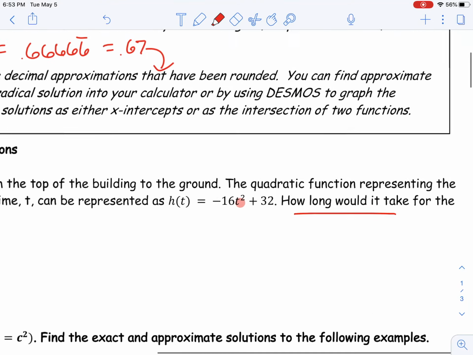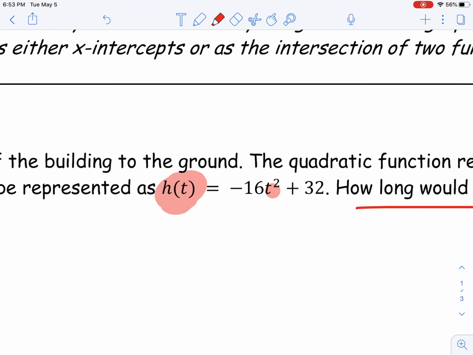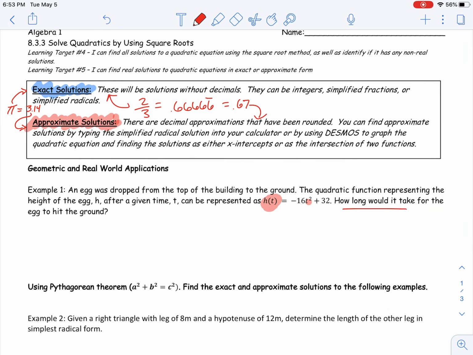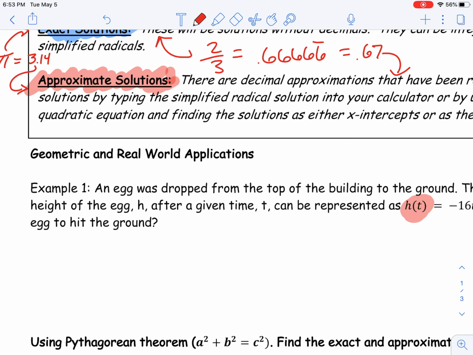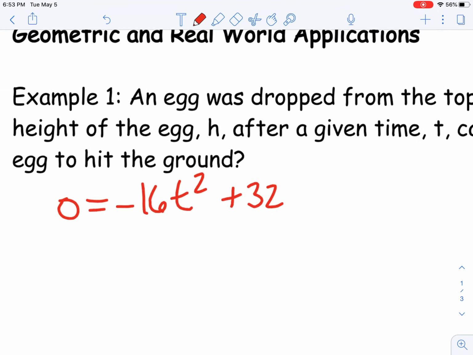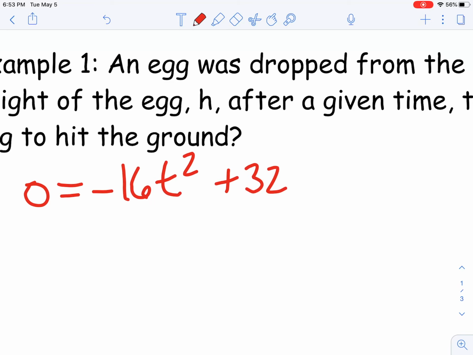Well, if that's the case, then I need a number to plug in here for h of t, which in this case, if it's hitting the ground, what would the height be at the ground? Yeah, it'd be 0, right? So this would be 0 equals negative 16t squared plus 32. All right, so we're going to use the same skills that we've developed over the last 2 days, and we're going to solve for t.